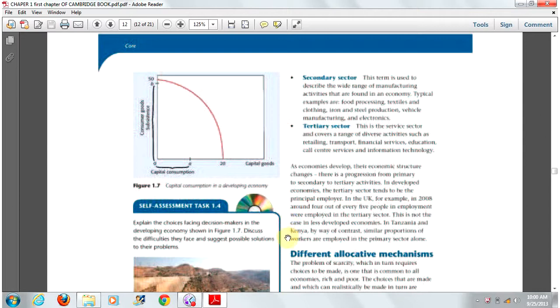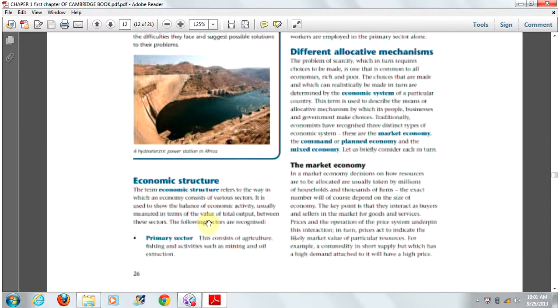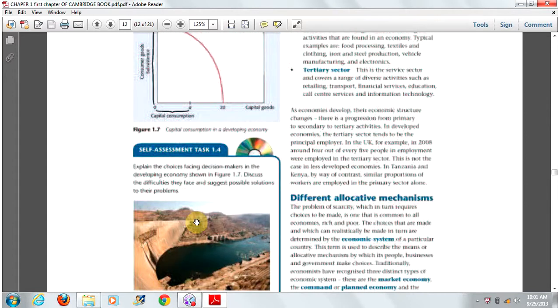These are economic structures. The term economic structure refers to the way in which the economy consists of various sectors. It is useful to show the balance of economic activity, usually measured in terms of the value of total output, between these sectors. The remaining sector, not mentioned before, is called the primary sector. This consists of agriculture, fishing, and activities such as mining and oil. In developing countries, such as Tanzania, large proportions of workers are employed in the primary sector alone.